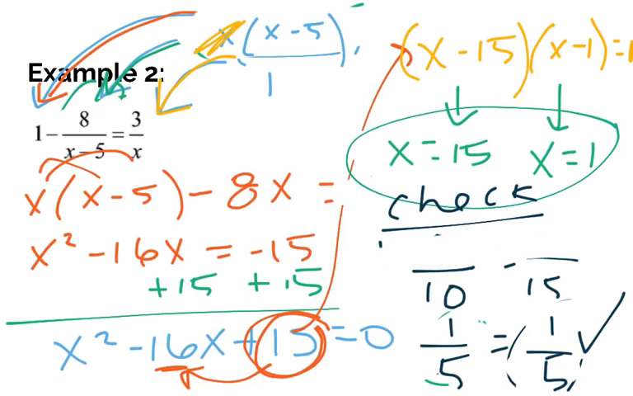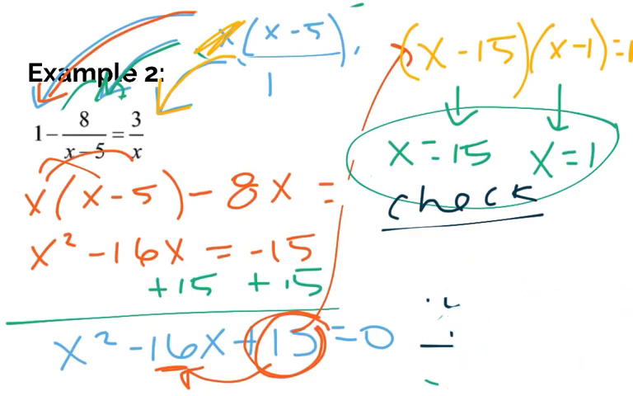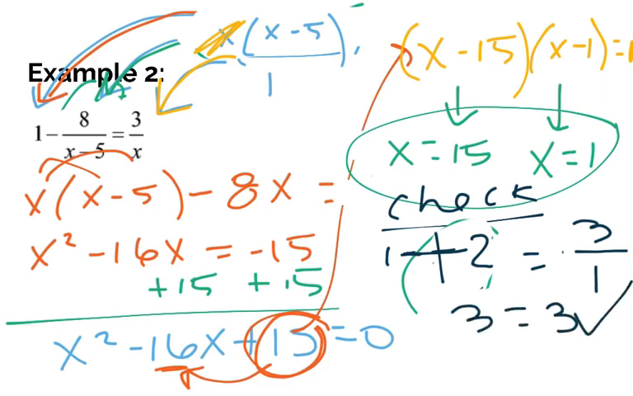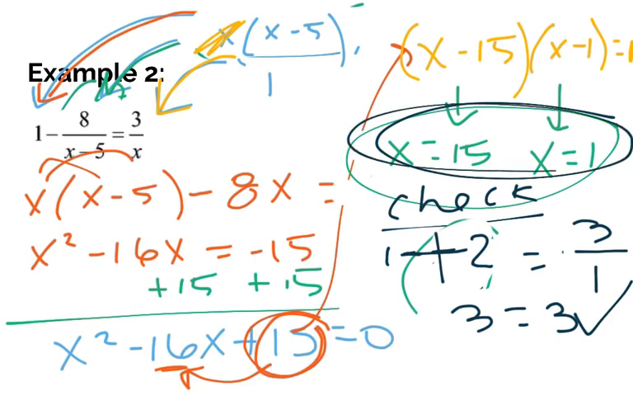All right, so now I'm going to check it using the other solution, which is x equals 1. So 1 minus 8 over 1 minus 5 is negative 4 equals 3 over 1, which is just 3. So let's see, 8 divided by negative 4 is negative 2, and then minus a negative means a positive. So this says 3 equals 3, which is definitely true. So actually both answers are an answer, and I do not have any extraneous solutions.